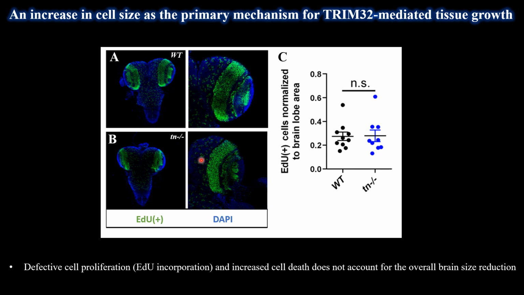So all these green little dots that you see over here are the cells that are actively synthesizing DNA. We measured these EdU positive cells, and we found that TRIM32 mutant brains are not defective in cell proliferation. We also looked at cell death, and we did not find any changes between the wild type and TRIM32 mutant. Therefore, the two assays that we did suggest that an increase in cell size is the primary mechanism by which TRIM32 mediates growth of the tissues.